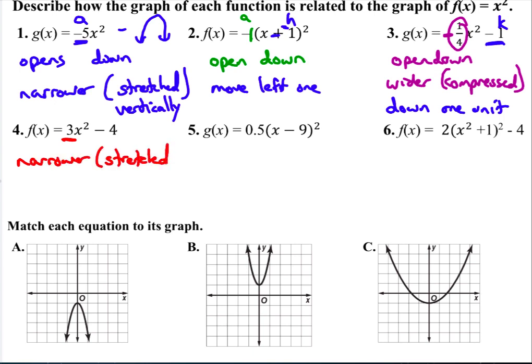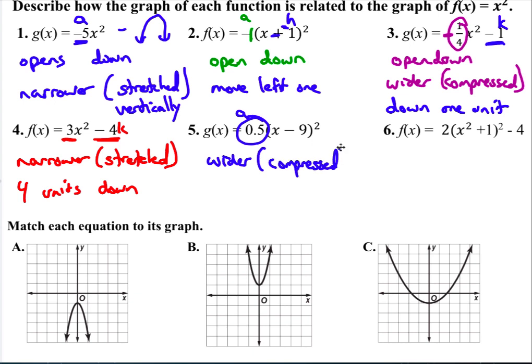Okay. Next one, I'm multiplying by 3, so it's going to be narrower, or stretched, however you want to phrase it. And I'm subtracting 4, that's my k, so 4 units down. Here, I'm multiplying by a decimal. That's my a value. So this one's going to make it wider, or compressed, as they say in this lesson. And I'm subtracting a positive 9. That's my h value. So it's going to be 9 units right.